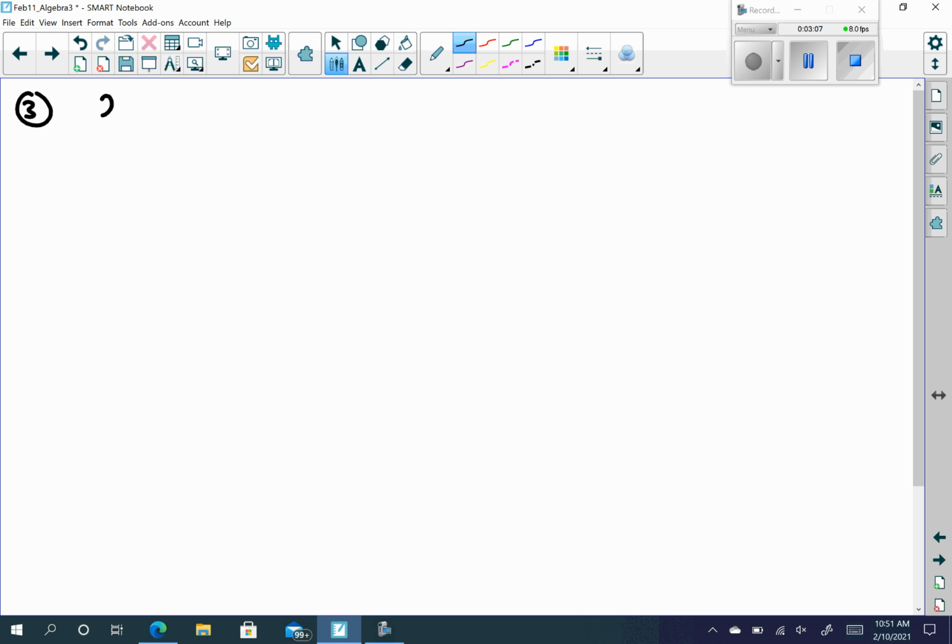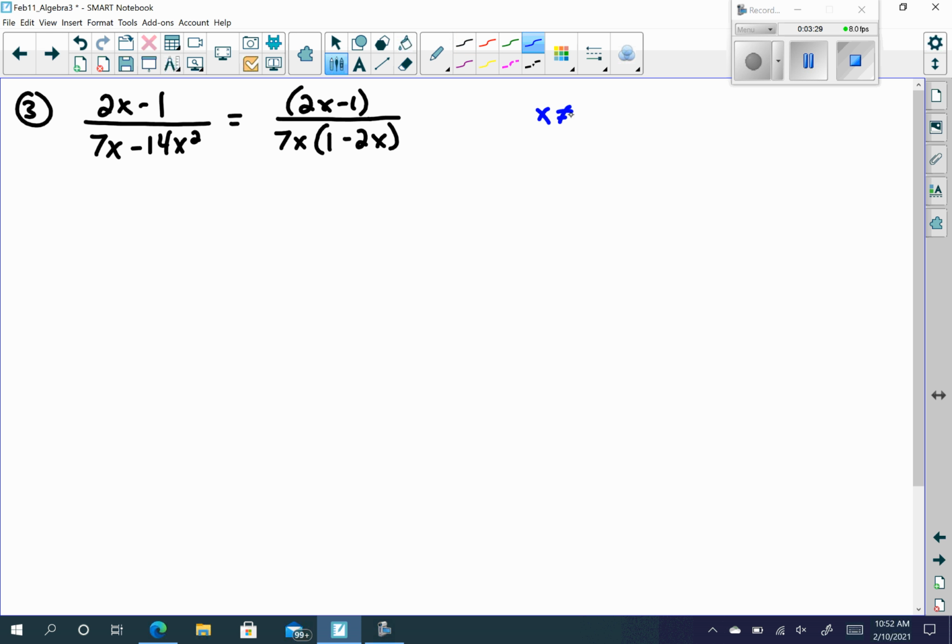Number 3 is also a single fraction. There's nothing we could do in the numerator. So I'm going to leave that alone. I'm just going to keep it in parentheses. There is a GCF of 7x in the denominator, and then carefully, we're going to have a 1 minus a 2x. So now my restrictions, the 7x, that x right there cannot equal 0.